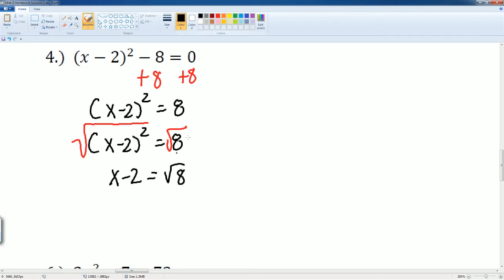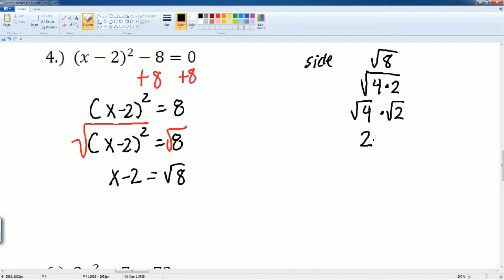Then, let's do this on the side. On the side, I'm going to see if I can break this down. Square root 8 can be broken down into 4 times 2, square root of 4 times 2. Now we're breaking down into their individual square roots. We know that the radical square root of 4 becomes 2, and nothing happens to the radical 2, so it's just 2 radical 2. So I can rewrite this: x minus 2 is equal to 2 radical 2.